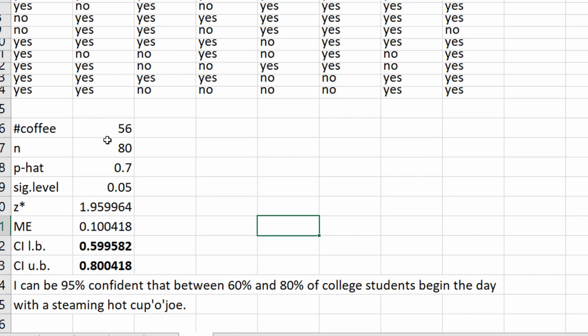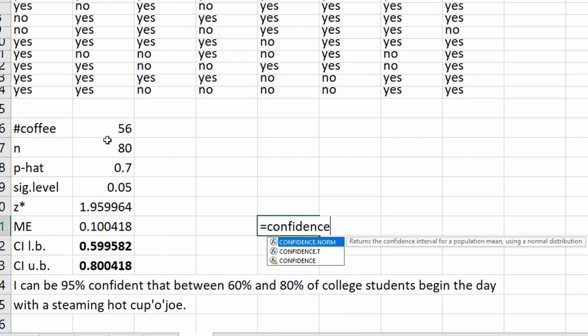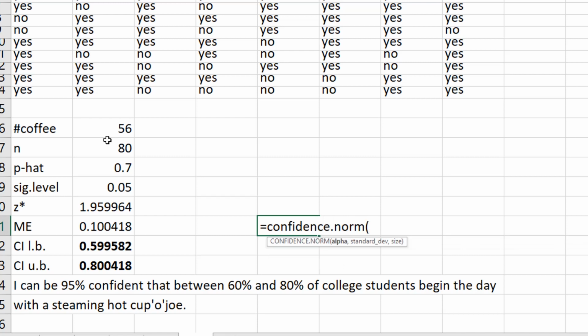And as I mentioned before, you can use the CONFIDENCE.NORM function given the significance level, the standard deviation, which is calculated as the square root of my p hat times (1 minus p hat) in parentheses, so that I don't mess up the multiplication, and then my sample size of 80. This will also calculate this margin of error for me, so you can use that as well.